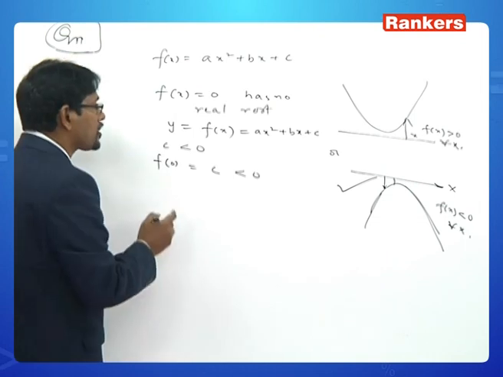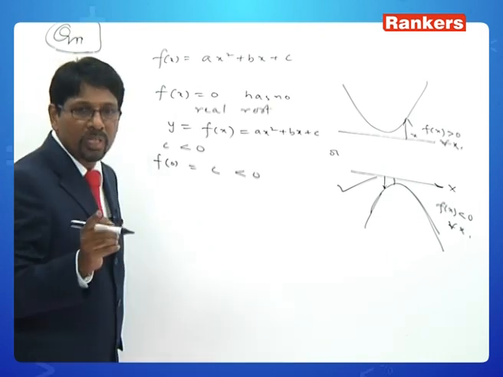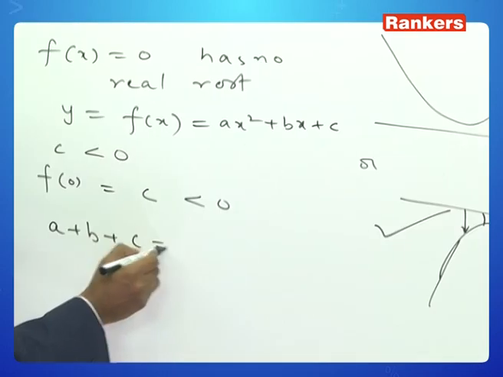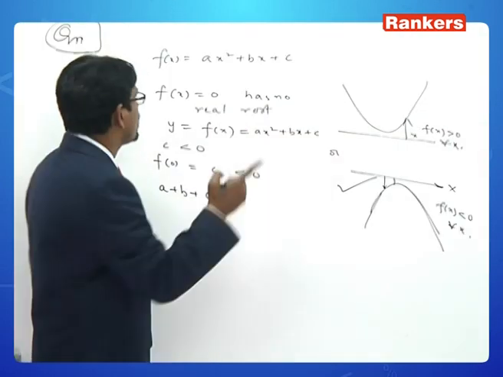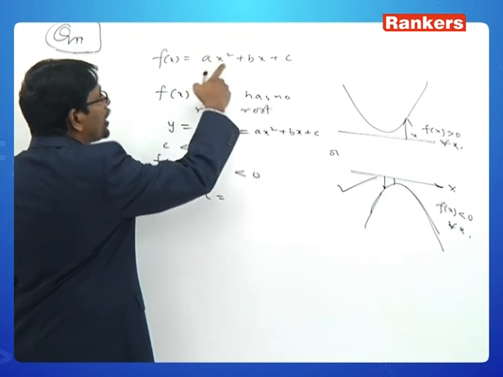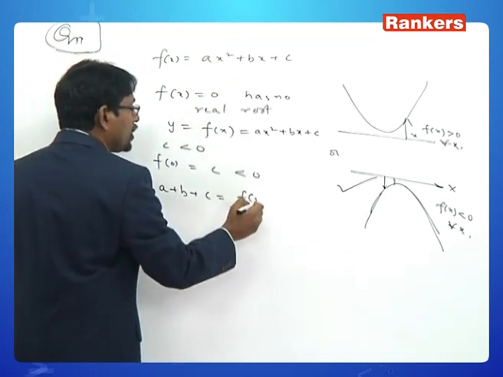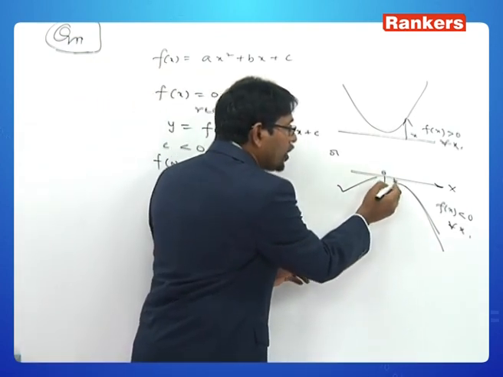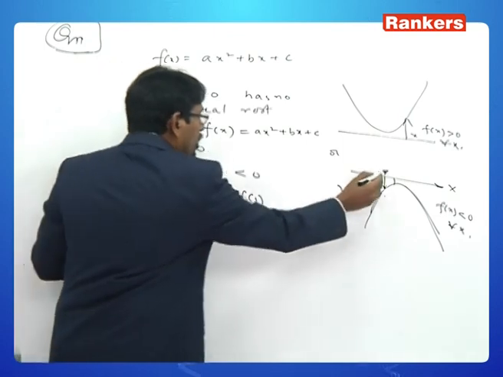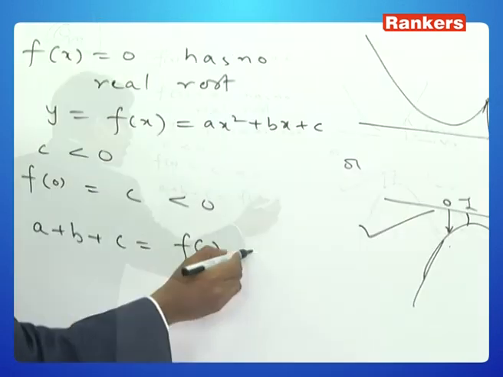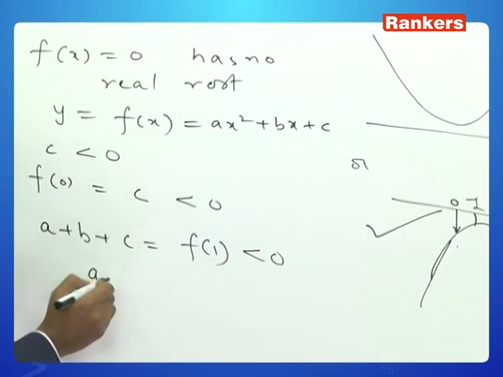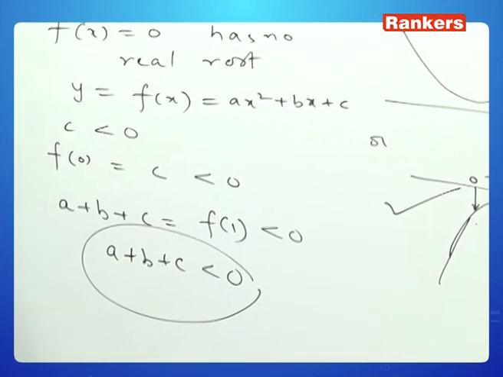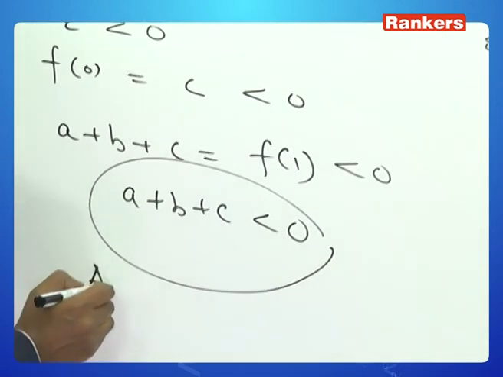So we are asked to find out the value of a plus b plus c. What is a plus b plus c? Can you guess? It has to be f at 1. See, when I put x equal to 1 here, I get a plus b plus c. That is f at 1. Now what do you know about f at 0? F at 0 was negative. F at 1 also should be negative. So this should also be negative. So what we can conclude is a plus b plus c is negative. So the right option is B. Answer is B.